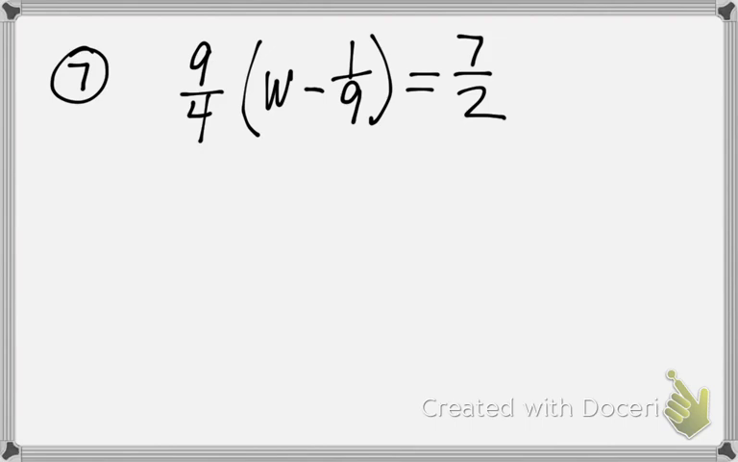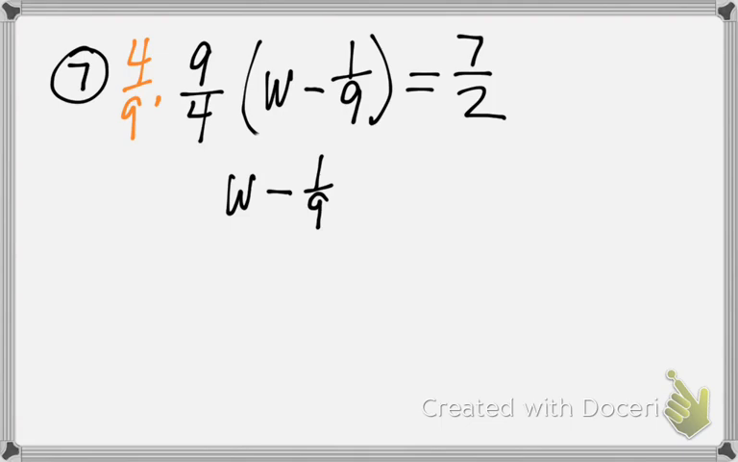So for number 7, the first thing I'm going to do, I know it'd be tempting to do distributive property right here, but you know what I want to do is just get rid of that 9 over 4 entirely. To get rid of that 9 over 4, I'm going to multiply by 4 over 9, because multiplicative inverse property says if I do that, it's just going to cancel and it's going to be gone. So then I'm just left with a w minus 1 over 9, because the 9 over 4 has canceled out.